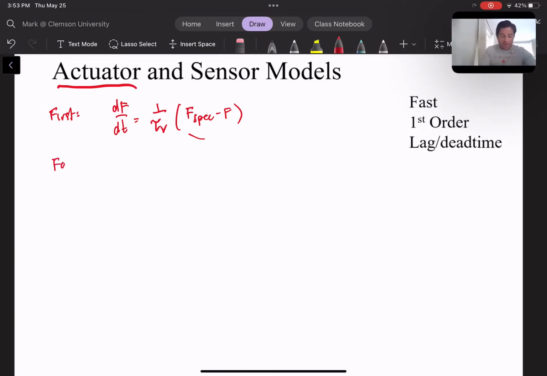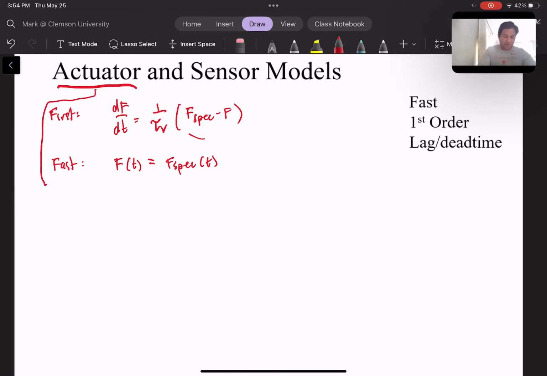We can also have what's called a fast actuator. If an actuator responds fast, that means the flow rate, which is a function of time, equals F specified. So for a fast actuator, a change in F specified would result in an instantaneous change in the flow rate. These are useful models when the dynamics of the actuator are significantly faster than the dynamics of the process, such that the actuator dynamics don't affect the overall control scheme. So those are the two models for actuators.